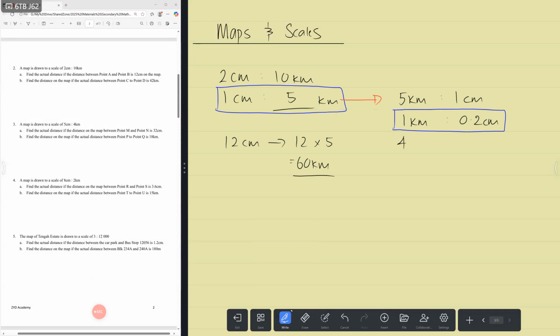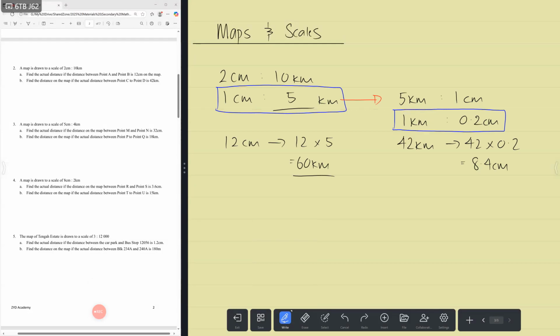So in this case, you're supposed to find 42 kilometers. Therefore, it means we just take 42 times 0.2. That will give us 8.4 centimeters. So what I'm trying to show you is always try to find 1 cm or 1 km first. Then it's much easier.